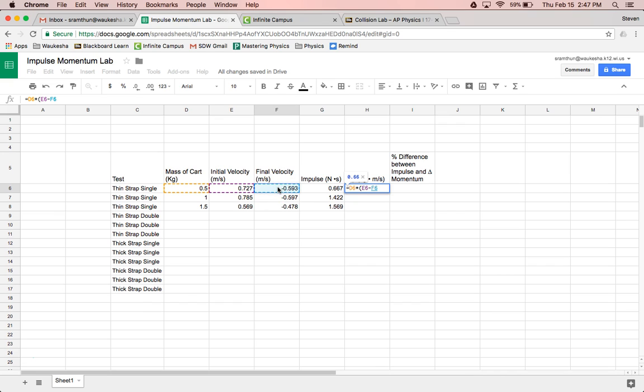Why that way, not final minus initial like I told us in class? Just because of the way that the computer gave us the data of a positive impulse. So we'll hit go. I'll drag that down for these 3. These numbers look pretty close, so I think they did real well.